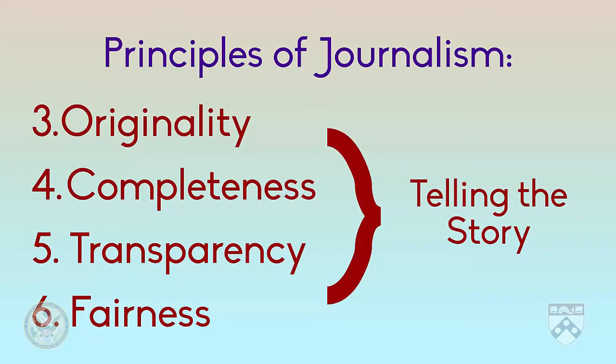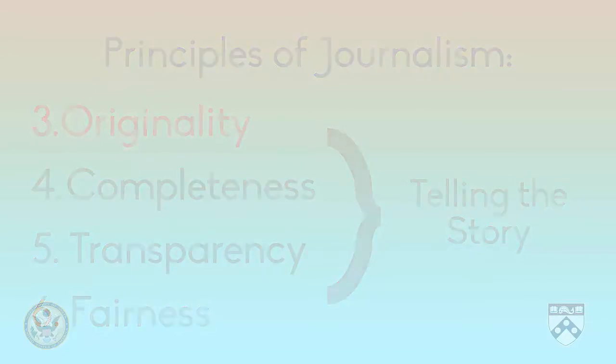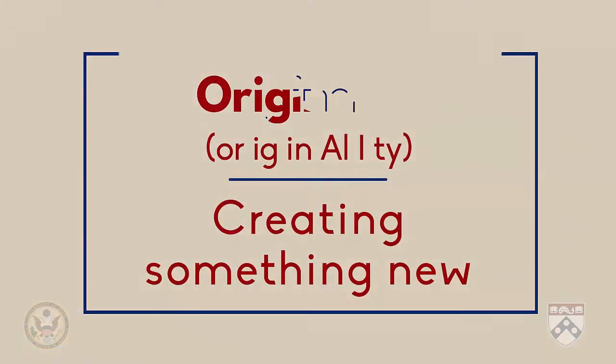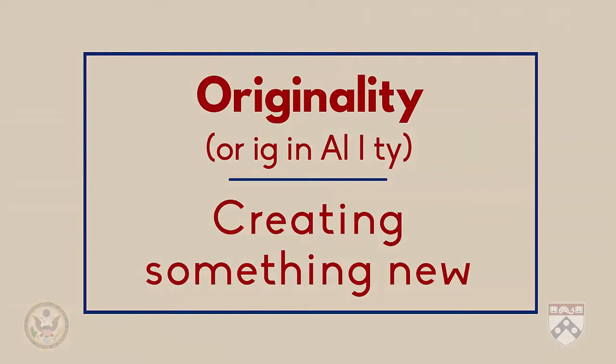Originality, completeness, transparency, and fairness. The first important principle to remember when writing a story is originality. This means creating something new. So a journalist must not borrow the words of others and pretend that they have created them.